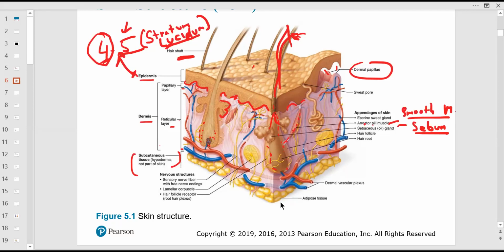So the erector pili, the sebaceous gland, the hair follicle. Sometimes they call this the hair root and hair bulb. All kind of means the same thing for our purposes.